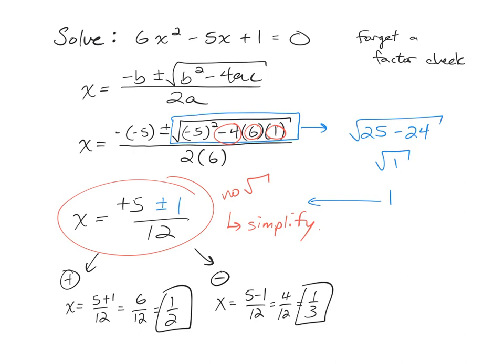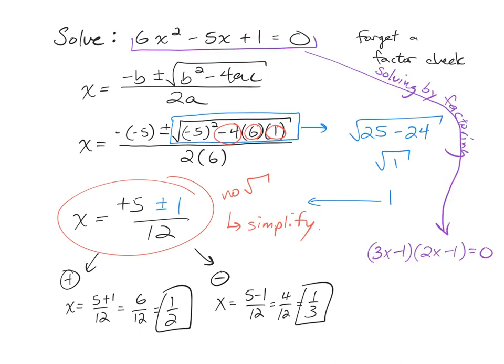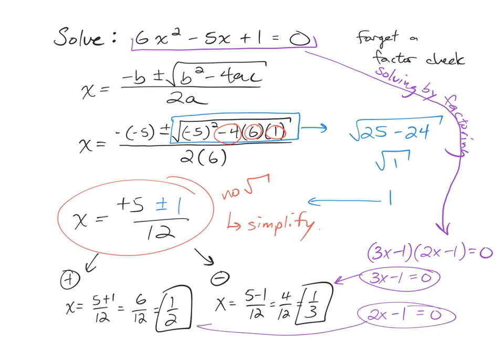So just to verify this very quickly, this quadratic factors into 3x minus 1 and 2x minus 1. It still equals 0, but then we can set each factor equal to 0. And if you solve for x here, you'll get 1/3. And if you set 2x minus 1 equal to 0, if you solve that for x, you'll get 1/2. It still works. The quadratic formula is amazing because it works every time.